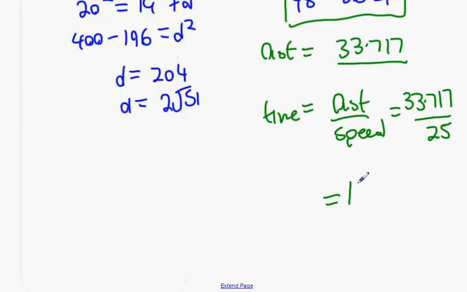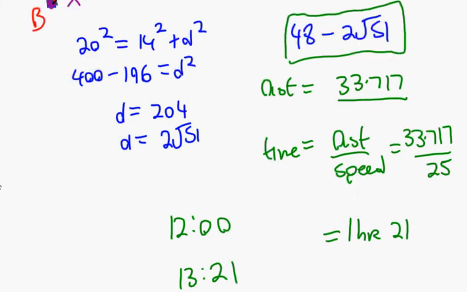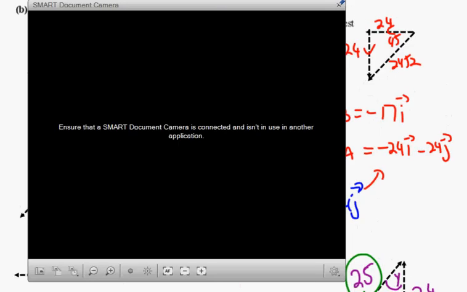Now, it doesn't ask me how long. It asks me what time. When did we start? We started at noon. It's in the question. We went an hour and 21 later on. So that's 13:21 when signals start. Now we have to find out when do signals end.